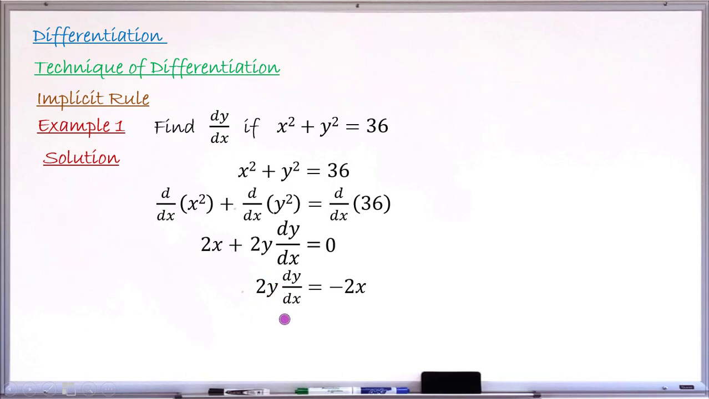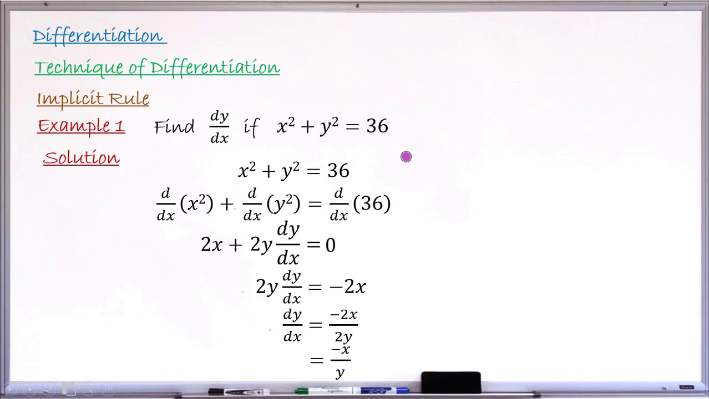Then to find dy by dx alone, I have to divide both sides by 2y. So dividing both sides by 2y, you have dy by dx on the left hand side, and on the right hand side you have minus 2x divided by 2y. There, this 2 and this 2 cancel each other, so you have minus x all over y. This is the dy by dx of this very function. So let me just take one more example.